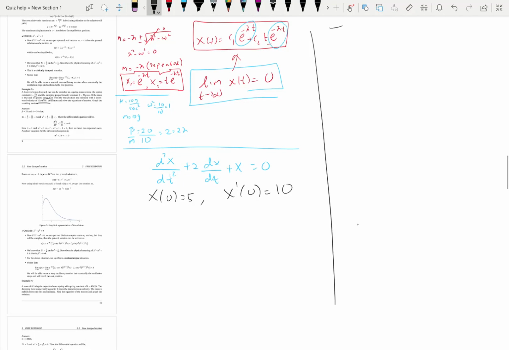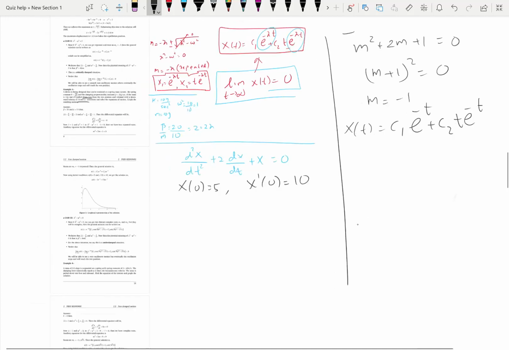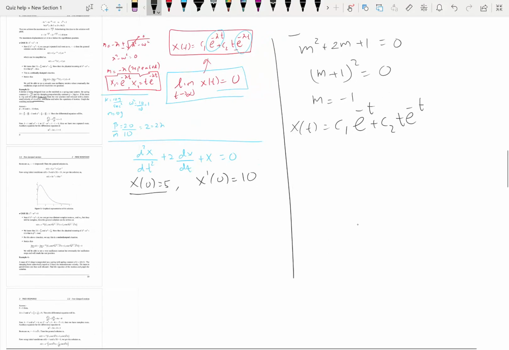So let's solve it. Okay, now we write the auxiliary equation, so m squared plus 2m plus 1 is equal to 0. If you factorize, try to pause this and do it, okay, it will be m plus 1 squared is equal to 0. So the root is actually negative 1 repeated twice. So the solution is c1 e to the negative t plus c2 t times e to the negative t. Okay, all right, so let's use the initial conditions. When t is 0, x is 5, so c1 e to the 0 is 1 and t is 0, so this term is 0. Nice, right? So you get c1 right away, 5. I like these problems.